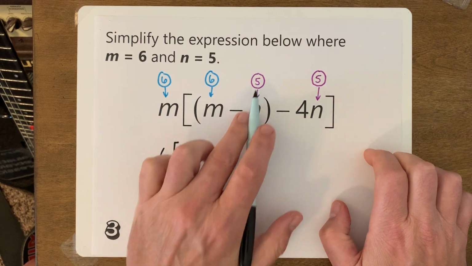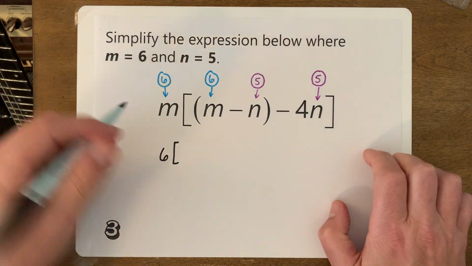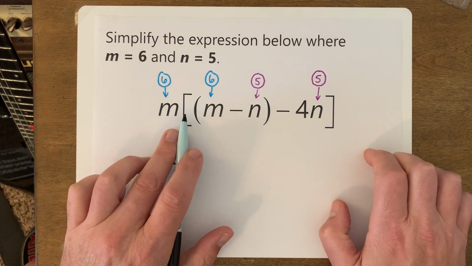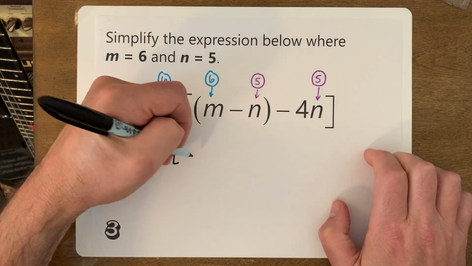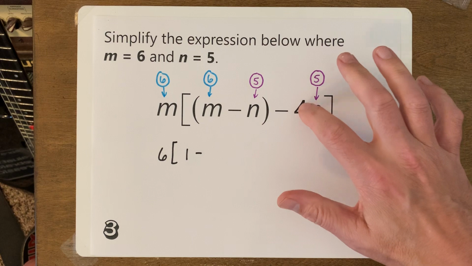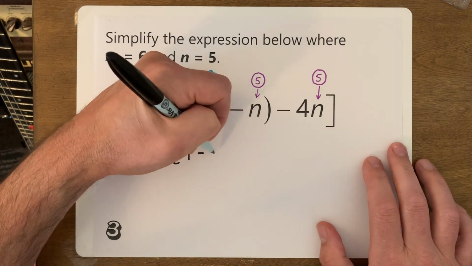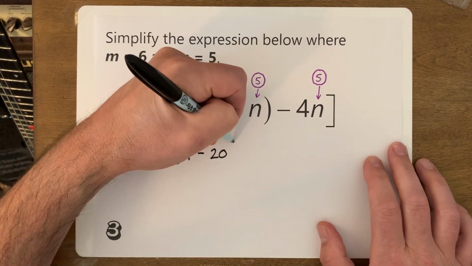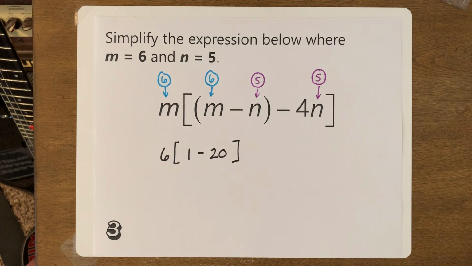We can do 6 take away 5 easily. That's just going to be 1. And it's in parentheses, but there's nothing out front here but a 1. So we might as well just write 1 there. 1 minus, we could do 4 times 5 here, and that's 20. That's no problem. Okay, so now we have 6 times 1 minus 20.